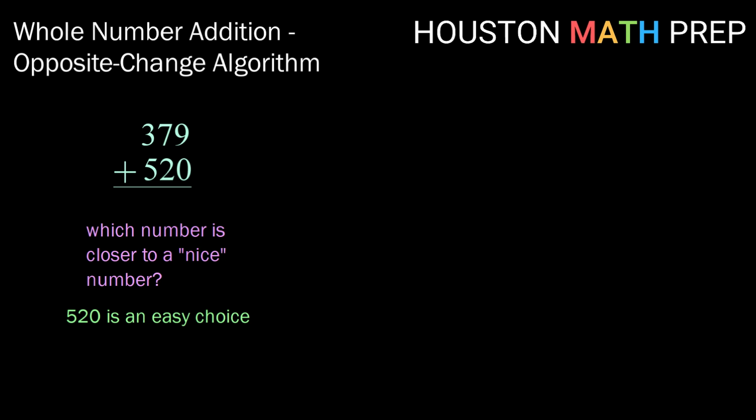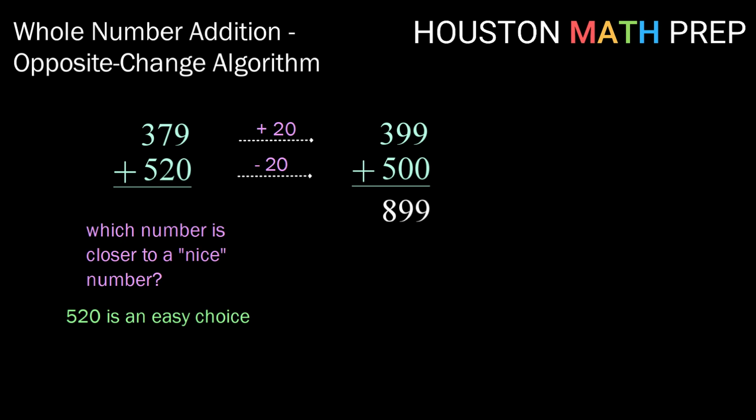So to take 520 and make it look like 500, we would need to subtract 20. So for 379, we need to make the opposite change. So the opposite of subtract 20 is add 20. So if we do that to each number, 379 plus 20 becomes 399, and 520 minus 20 becomes 500. Now we've got pretty easy to add numbers, and we can see pretty quickly that is 899.